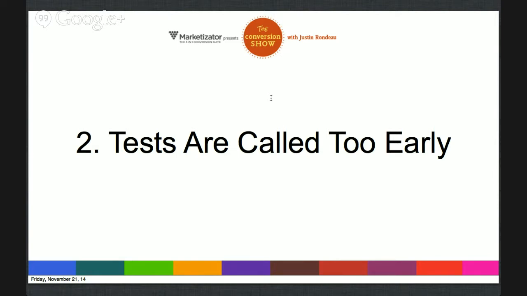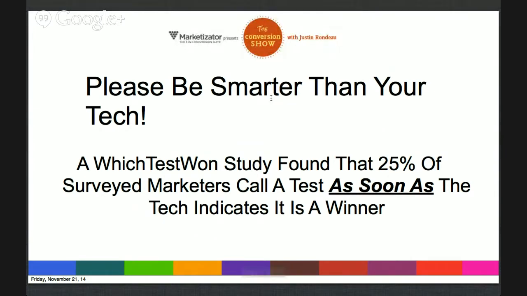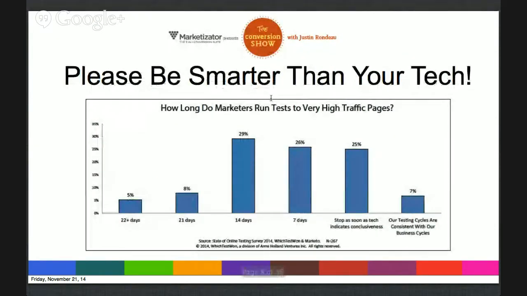A WitchTest1 study found that a quarter of surveyed marketers call a test as soon as the tech indicates there is a winning variation. So here's that chart, where you see 25% call it as soon as you get that green light. Others, 26% wait a full week, 29% wait 14 days, 8% 21 days, 5% 22 plus days, and then 7%, which I think was a perfect question to ask, keep testing cycles consistent with their business cycles or sales cycle. They like to keep those things in line, not to miss out on anything. But that 25% that do it as soon as it indicates, that's what's problematic. A few days just isn't enough.